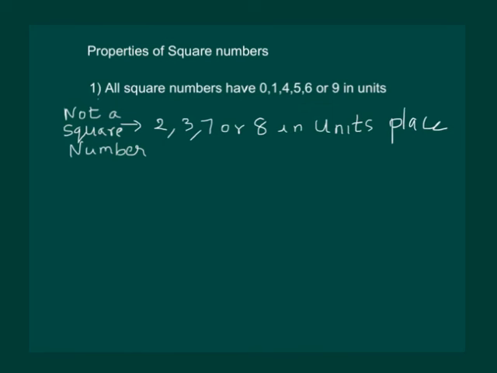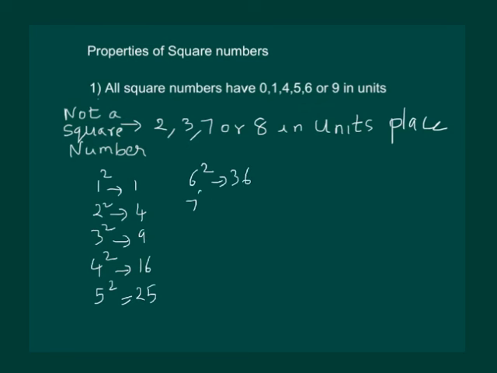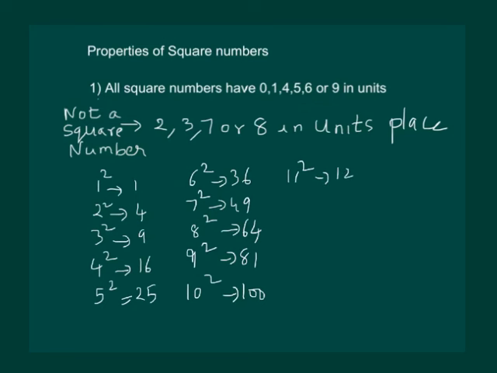Let us try to verify. Let us take the squares of 1 will be 1, square of 2 will be 4, 3 will be 9, 4 square will be 16, 5 square will be 25, 6 square will be 36, 7 square will be 49, 8 square will be 64, 9 square will be 81, 10 square will be 100, 11 square will be 121, 12 square will be 144, 13 square will be 169, 14 square will be 196, and 15 square will be 225.